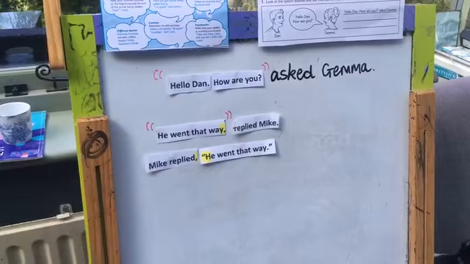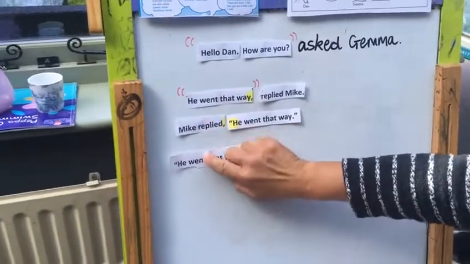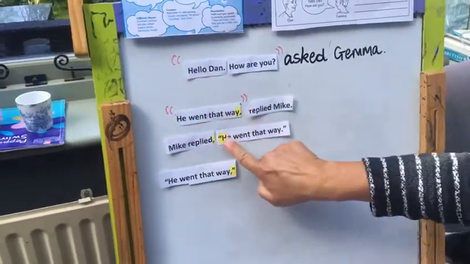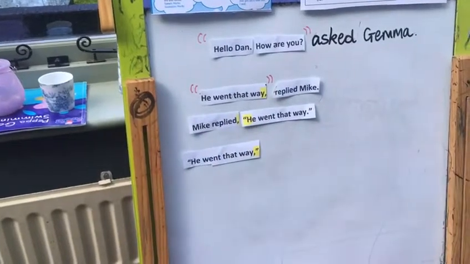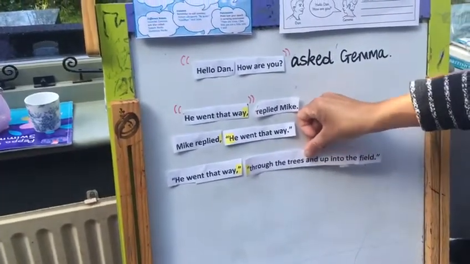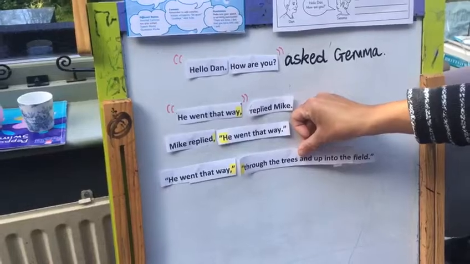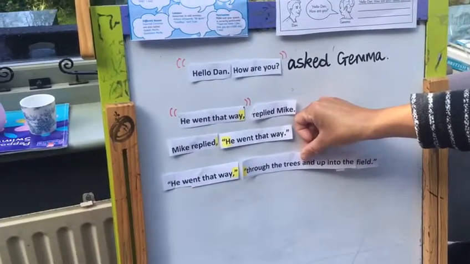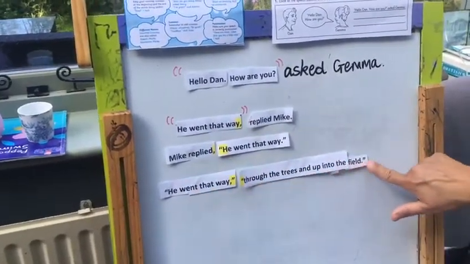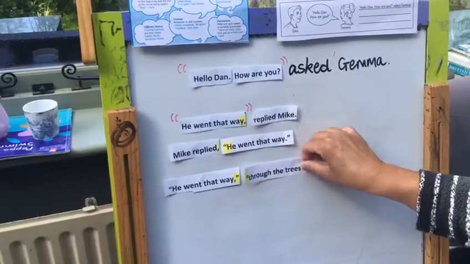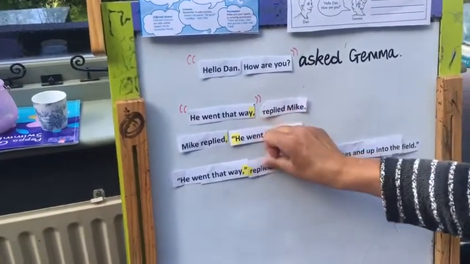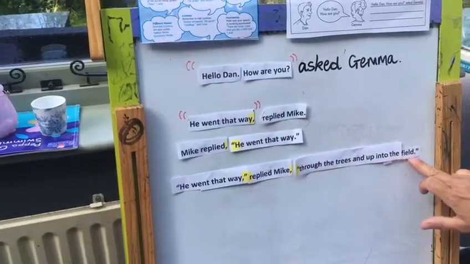So the punctuation for the speech always goes inside the speech mark. Okay, let's extend that a bit further. Similar sentence again. We've got he went that way. Again, we start with our capital letter. We always start with a capital letter inside a speech mark. Always, always. He went that way through the trees and up into the field. Only this time I'm going to interrupt that sentence. One sentence. You can see it's one sentence because I've got one full stop at the end. He went that way through the trees and up into the field. I'm going to interrupt it with a reporting clause. He went that way, replied Mike, through the trees and up into the field.